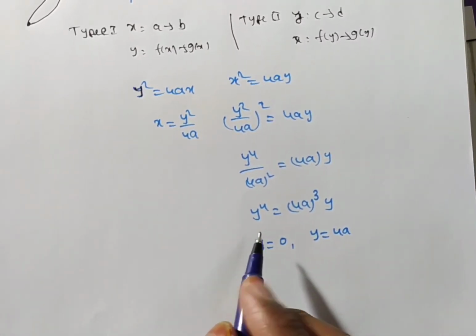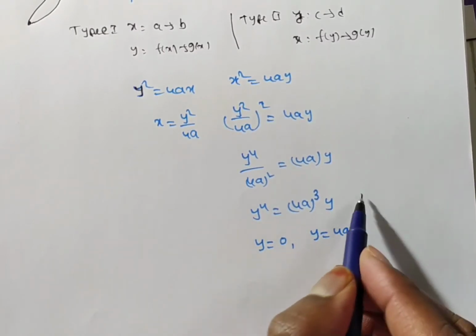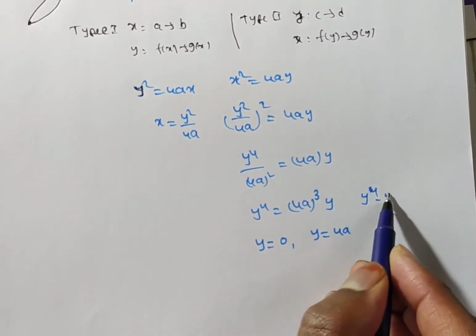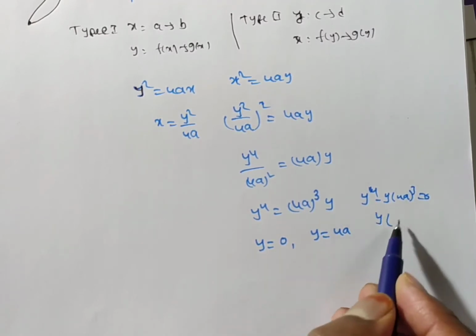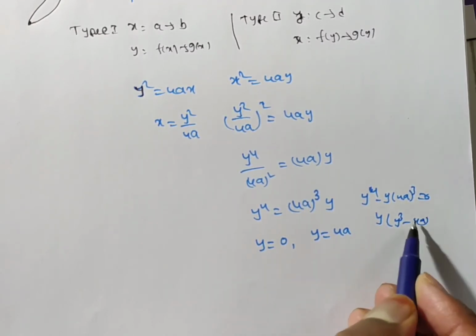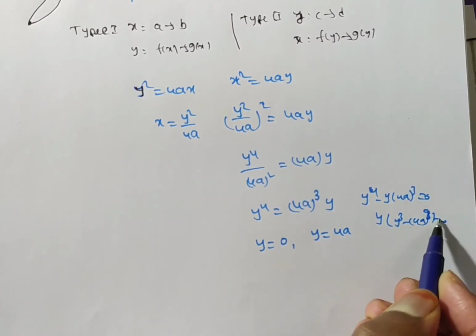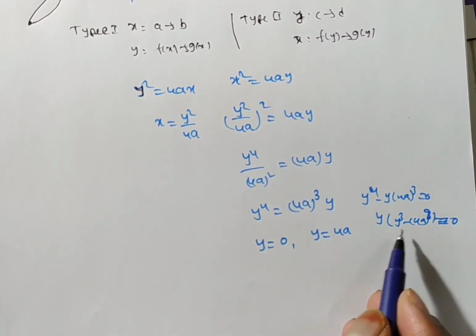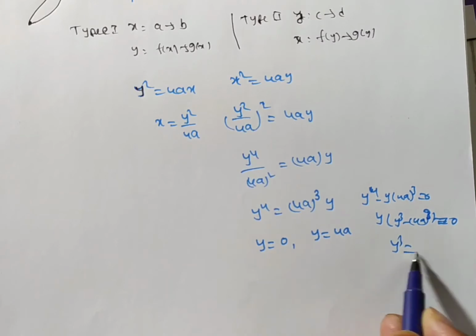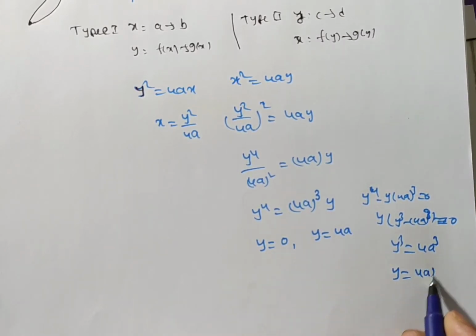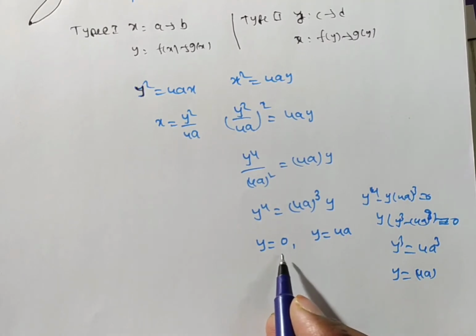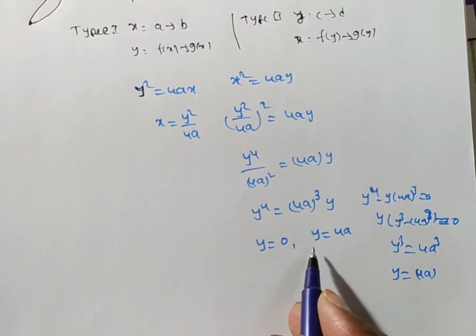If you solve this one, you see y is getting cancelled. You can write this as y to the power of 4 minus 4a cube times y is equal to 0. Taking y common, y times y cube minus 4a cube is equal to 0. So in this case you will have y is 0, and y cube minus 4a cube is equal to 0, nothing but y cube is equal to 4a cube. So y is equal to 4a. So you have the limits, y is from 0 to 4a.